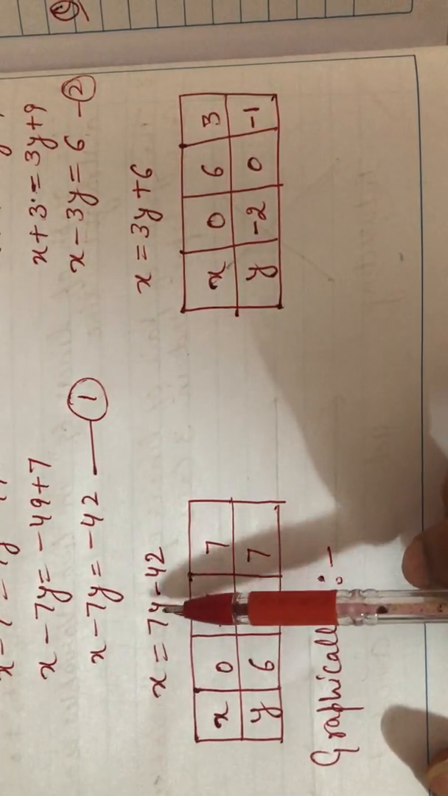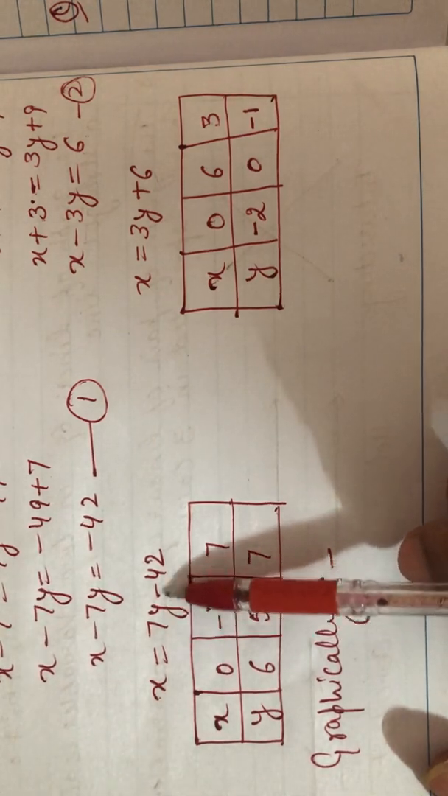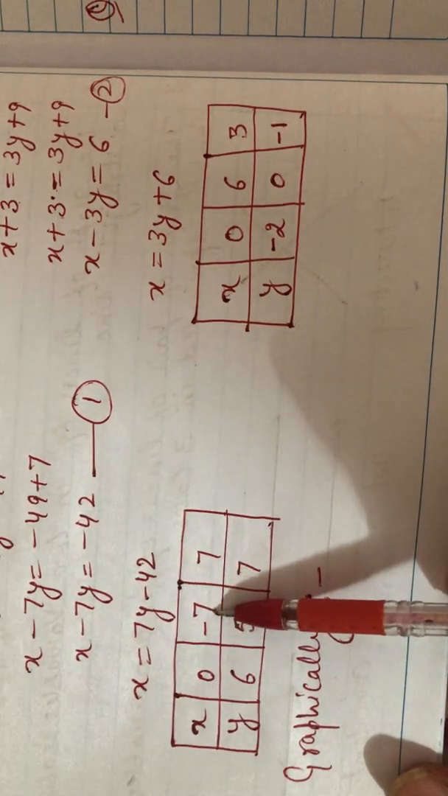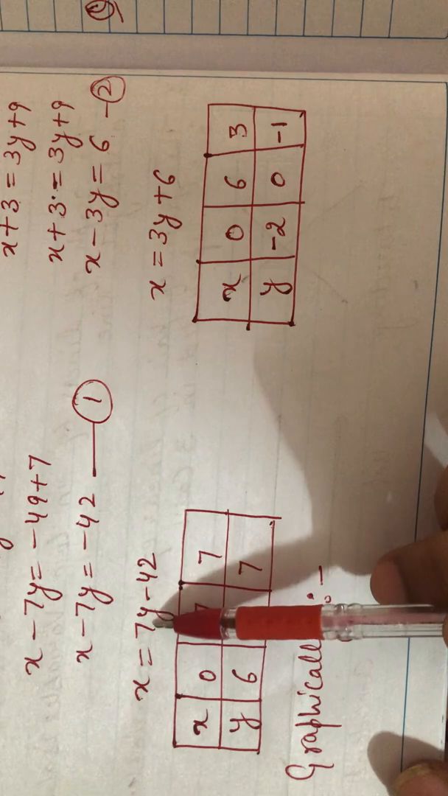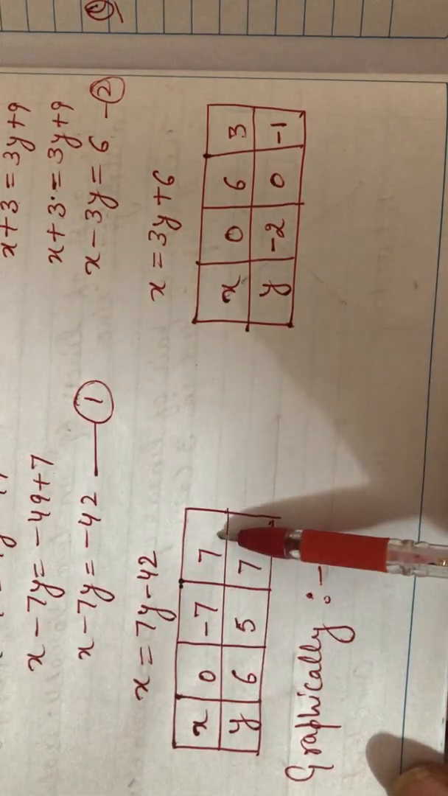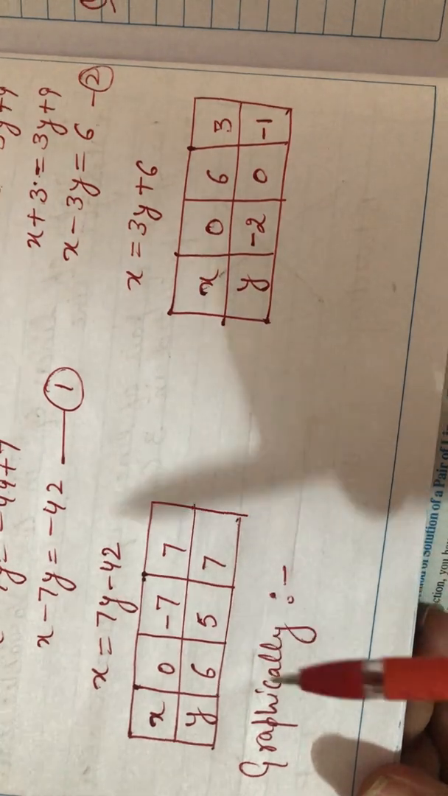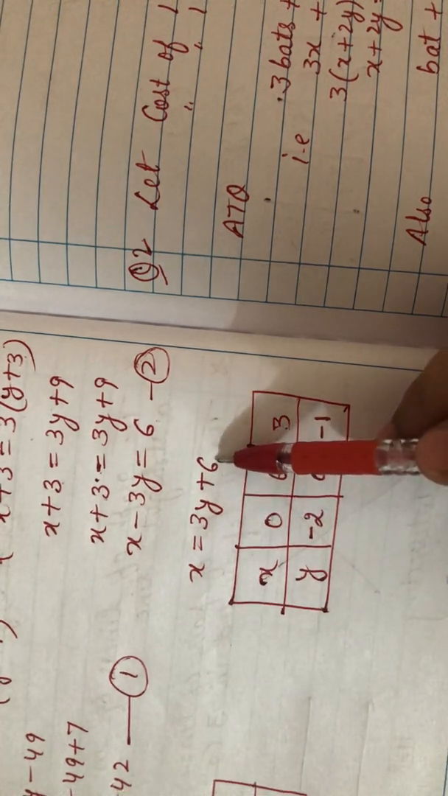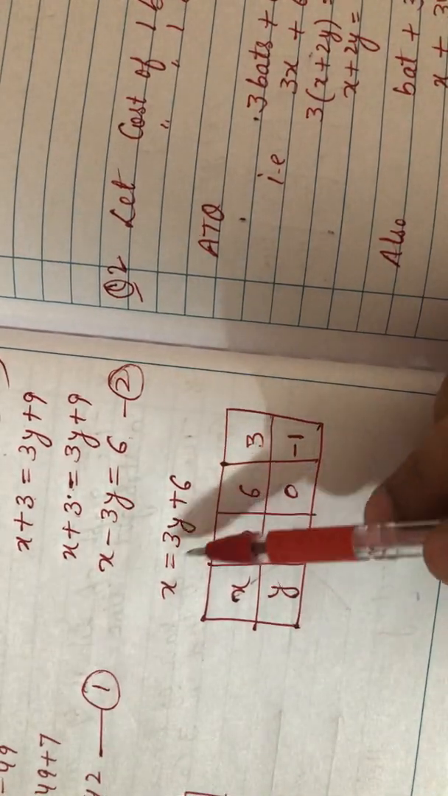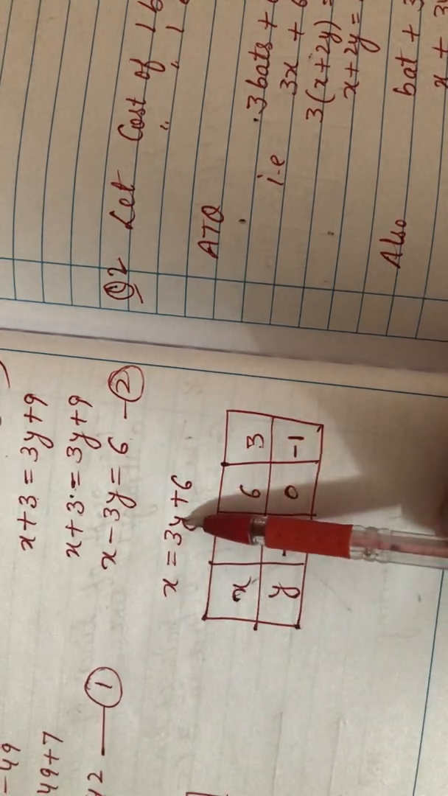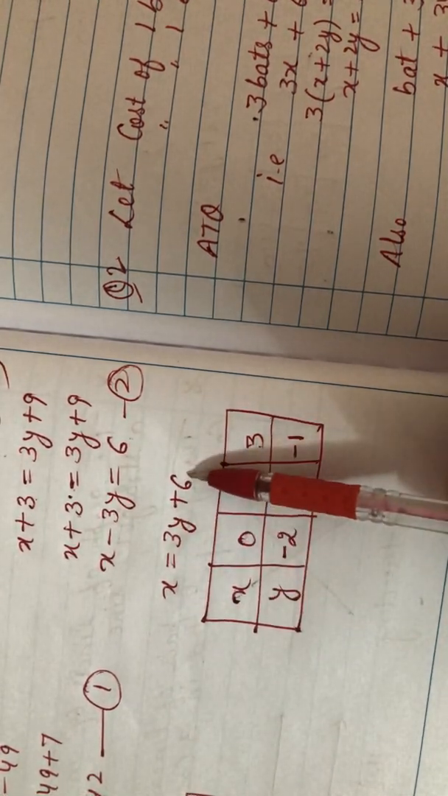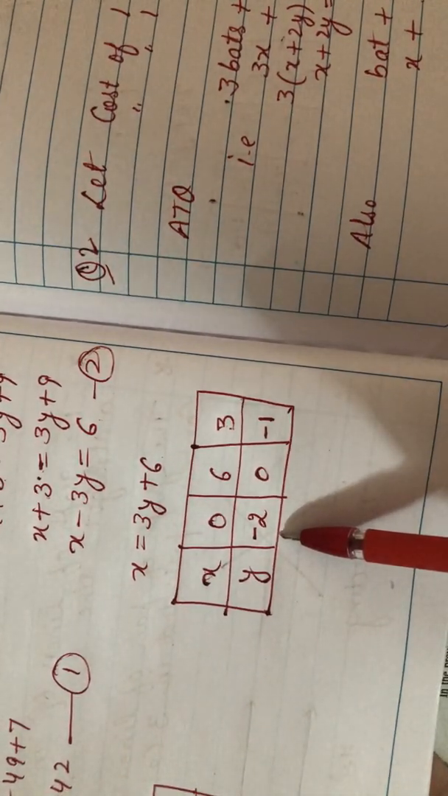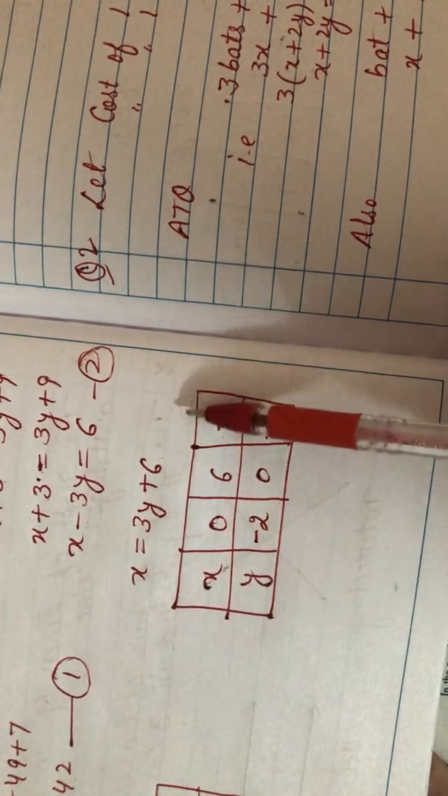If I put y 6, you can see 7 into 6 makes it 42 minus 42, x will be 0. If I put y 5, 7 5s are 35 minus 42, x is minus 7. If I put y 7, 7 7s are 49 minus 42, makes it x 7. So these are the solutions of x and y. And here if I take y minus 2, 3 into minus 2 is minus 6 plus 6 makes x 0. If I take y 0, x will be 6. If I take y minus 1, x is equal to minus 3 plus 6, that is x is 3. So for every value of x we got the corresponding value of y, or for every value of y we get the corresponding value of x.